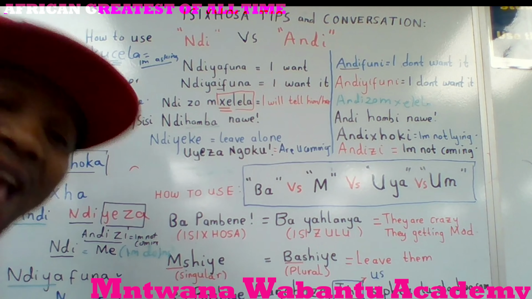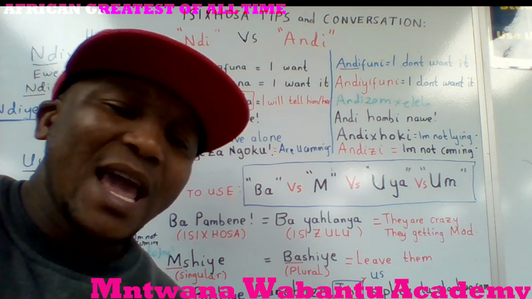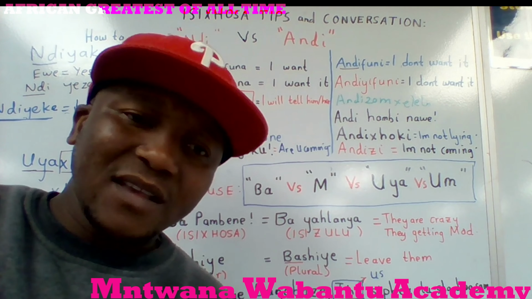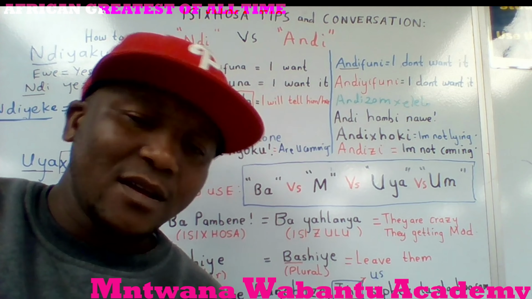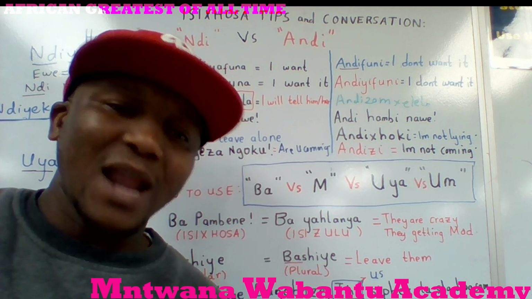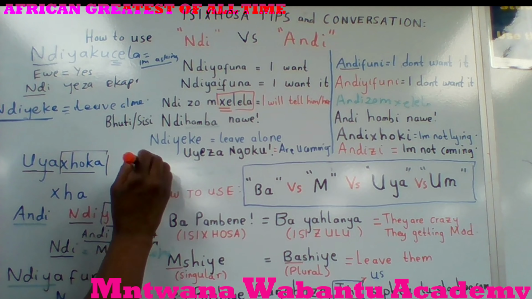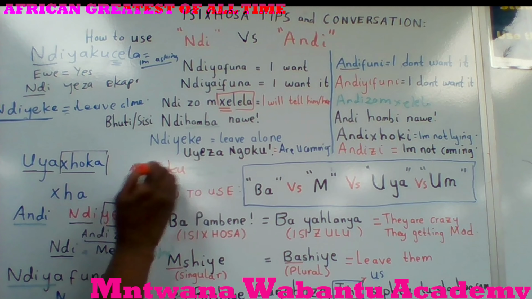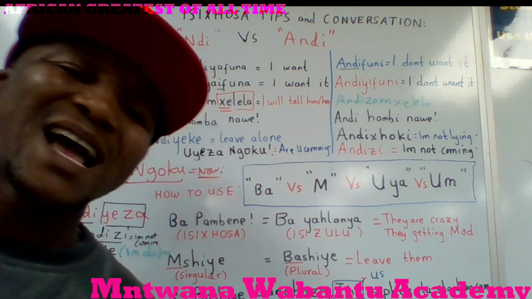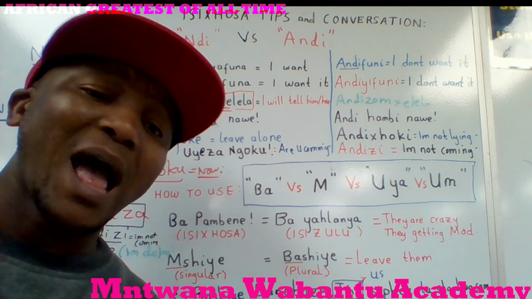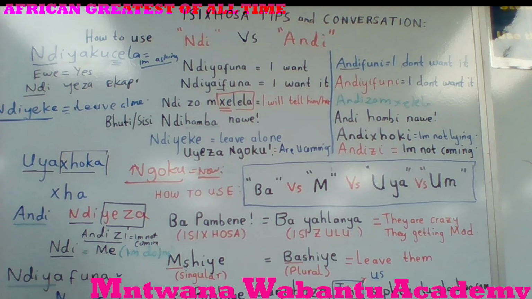Yes. Ewe, yes. Ndiyezangoku. Ewe, ndiyeza. Yes, I'm coming. Ewe means yes. Ndiyeza, I'm coming. Ngoku means now. For example, wenzani ngoku? What are you doing now? Ndiyafunda ngoku, I'm studying. Ndiyadlala, I'm playing. Dlala means to play.